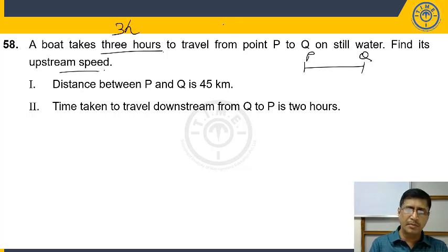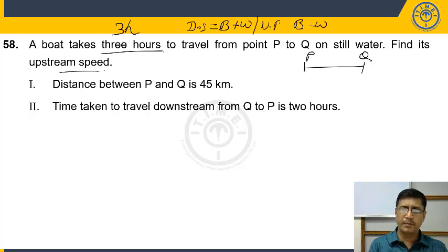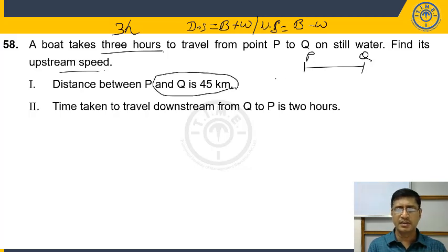Okay, so I'm taking B as the speed of the boat and W as the speed of the water. When you add these two, you'll get the downstream, and W, when you subtract from B, will give the upstream: B minus W. Now the distance between the 2 points is given as 45 kilometers. Now the speed of the stream W is to be found.